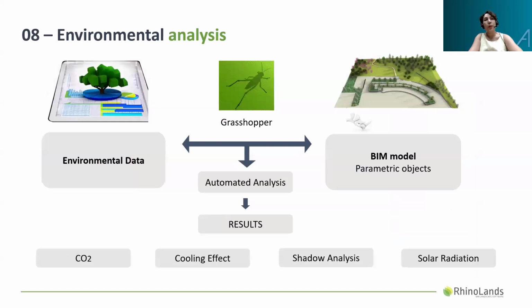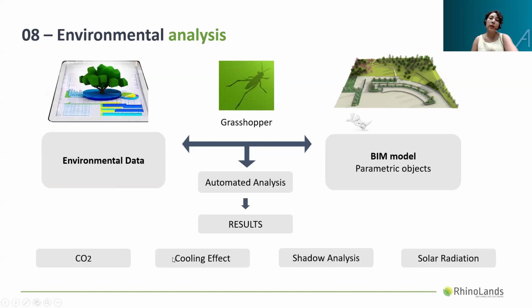Another use of Grasshopper that we developed and promote here is applying Grasshopper for environmental analysis. We link environmental data through Grasshopper to our BIM model. Since our objects are parametric, everything can be done automatically. This is the basic idea. The result we get from this workflow is that, for example, we can calculate how much carbon will be sequestered by implementing this park, this landscape project.